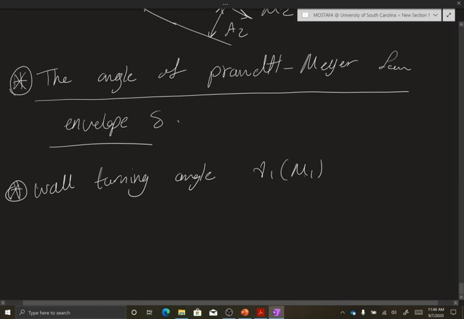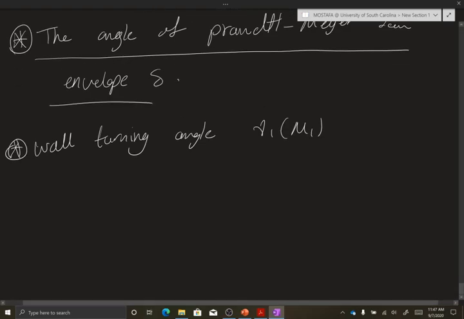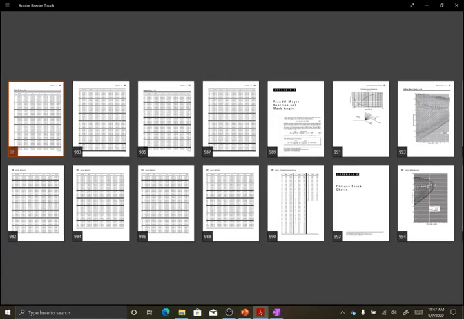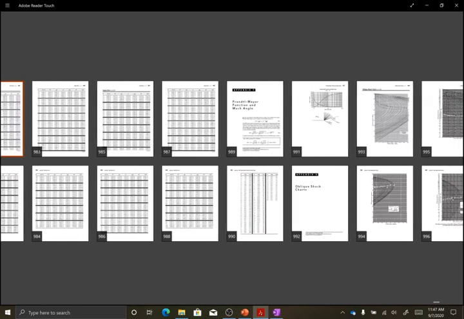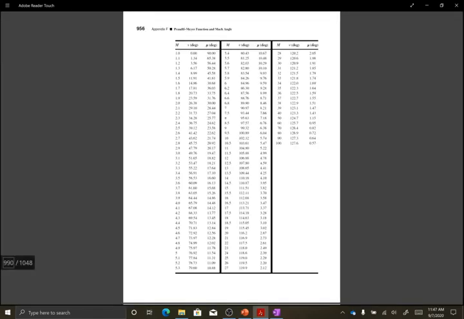M1 first, right? For before this shock wave. You go to the Prandtl-Meyer table at the appendices at the end again. Here, the approaching Mach number is 2, so you find Mach 2. Your nu for Mach 2, the turning angle is 26.36, and your mu Mach angle is 30, right?